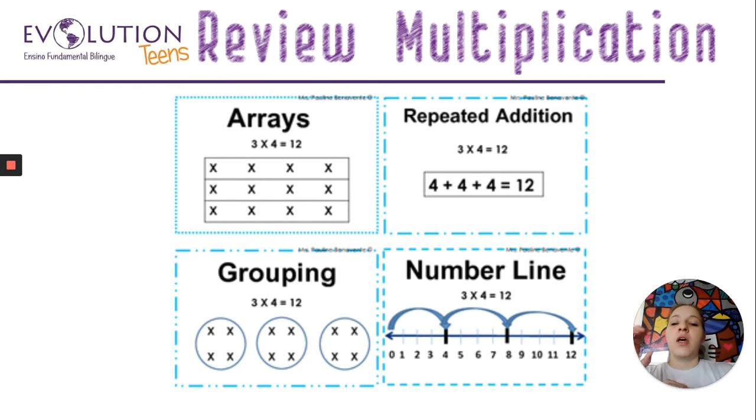Grouping, the same. You make a group, you make 3 groups in this case, and you put 4 elements in each group. Okay, in the number line, the same thing. You have the number line and you need to jump 3 times, but you're not jumping 1 by 1. You are going to jump 4 by 4, 3 times, and you find the result. Piece of cake, isn't it? Great. Now let's see measure.